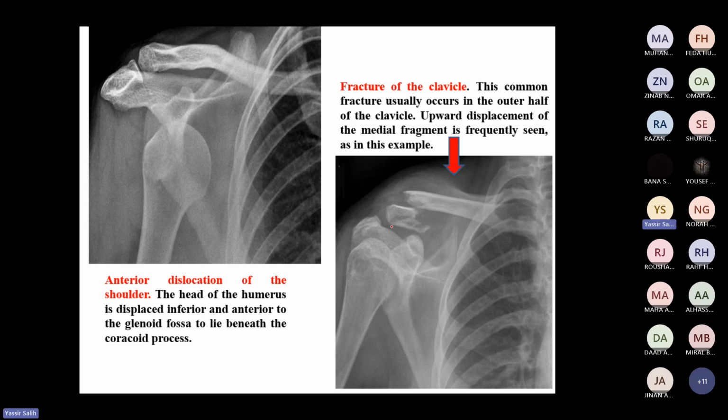Which part is most commonly fractured in the clavicle? The middle of the clavicle. The middle is the most common. Although this is commonly seen, still the middle part is most commonly fractured. This can also be common, but still the middle part is the most common.